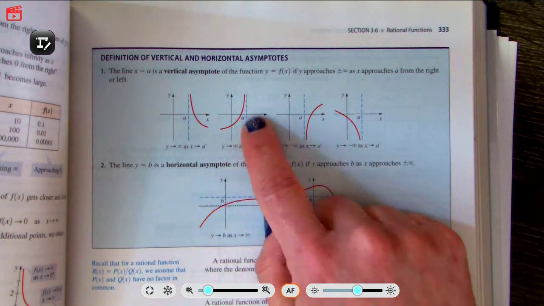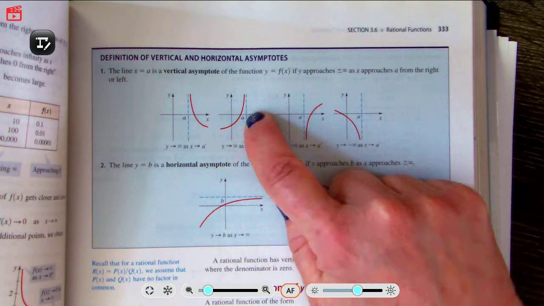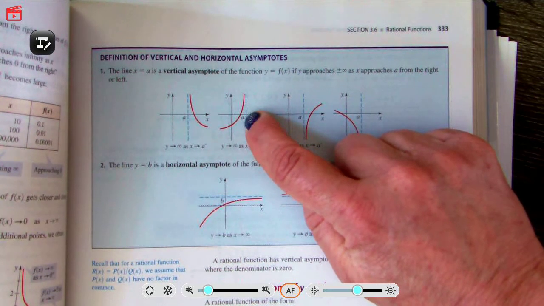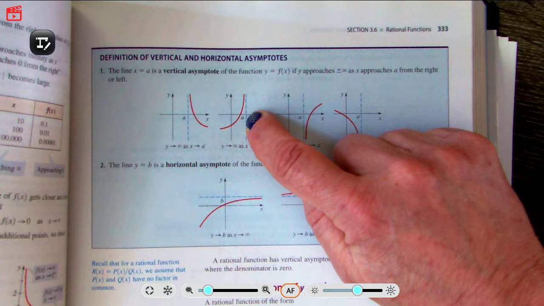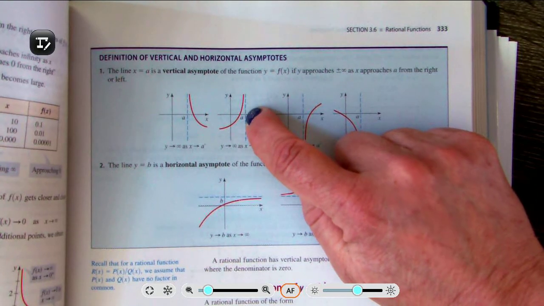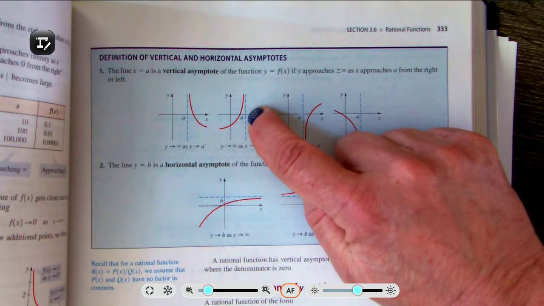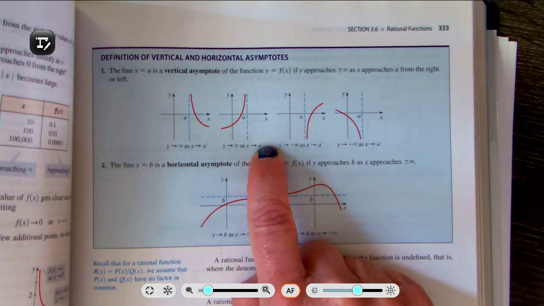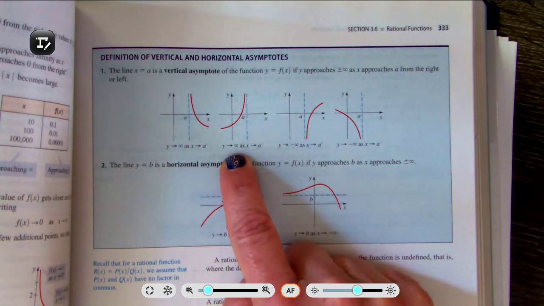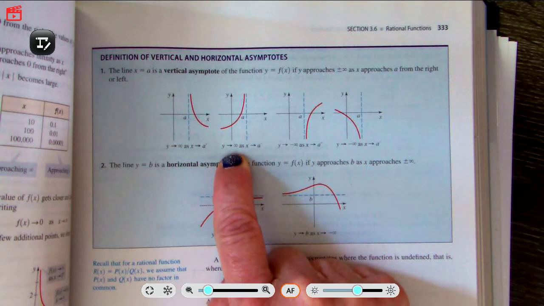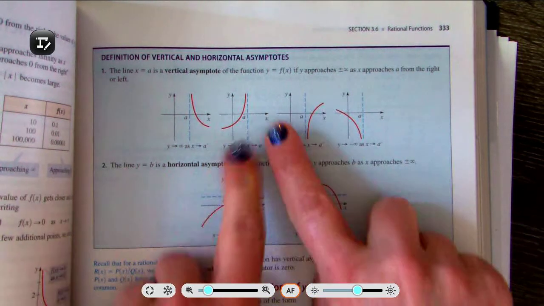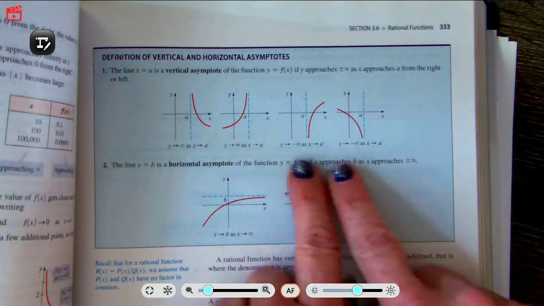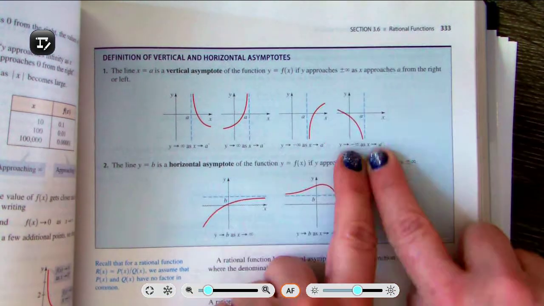If we're coming in from the other side of 2, for example, so at 1.9, 1.99, 1.9999999, that is on the left side of 2, hence coming into A from the left, and our values are going towards infinity. So we can have things that go to infinity on both sides, so going up on both sides. We can have things going towards negative infinity on both sides.